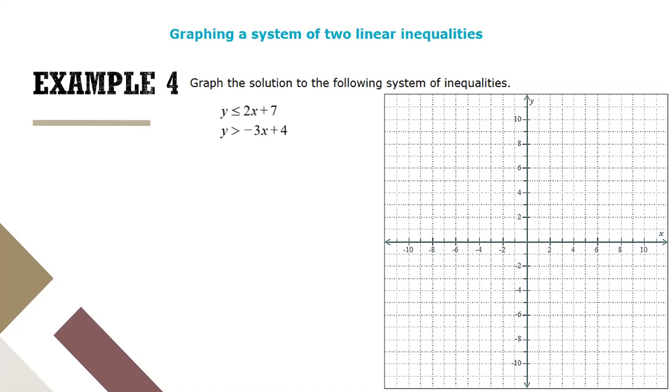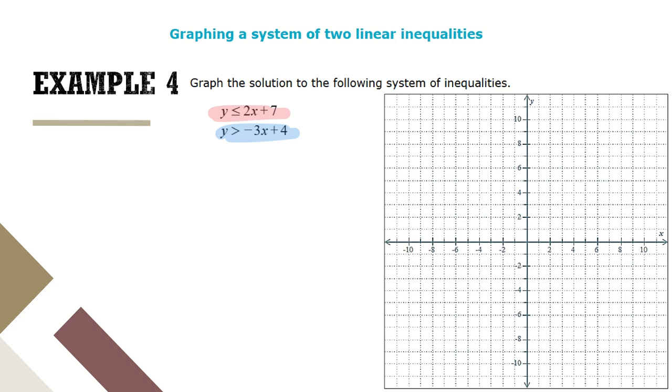Our very last thing today is just graphing inequalities. In this case, we have y is less than or equal to 2x plus 7, and y is greater than negative 3x plus 4. Now what we can do is highlight one of these. Let's do this one in red, and this one in blue.